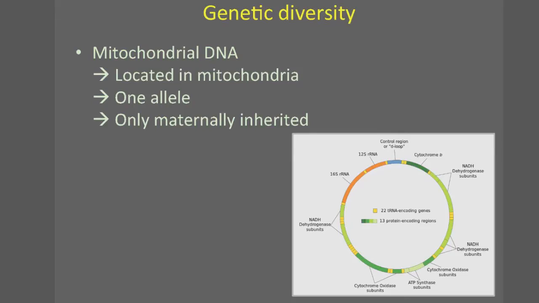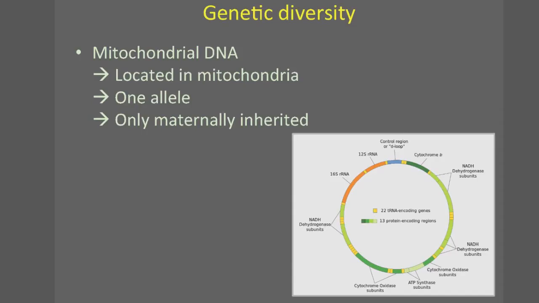Now, if we look at this other source of DNA, the mitochondrial DNA, this mitochondrial DNA is doing something a little bit differently. It's not organized in chromosomes as we have seen in the nucleus, but it's a circular molecule. And you only have one allele, which is kind of interesting. So you don't have these two alleles where you can compare and look at allelic diversity or heterozygosity. You have only one single allele.